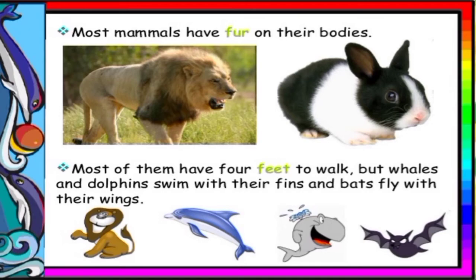And most mammals live on land and breathe through lungs. But do you know how a whale or a dolphin breathes? Whales and dolphins also breathe through lungs. They take in air through blowholes which are present on the top of their heads, and hence they have to come to the surface of water frequently to breathe in air.